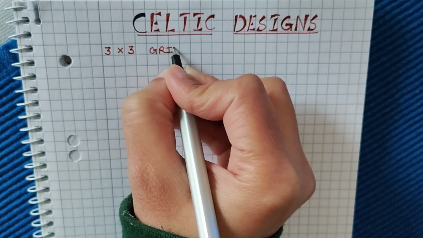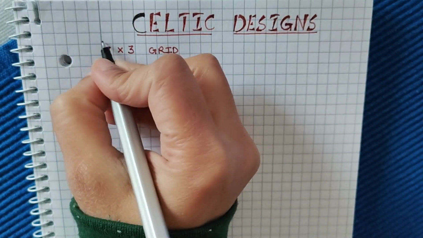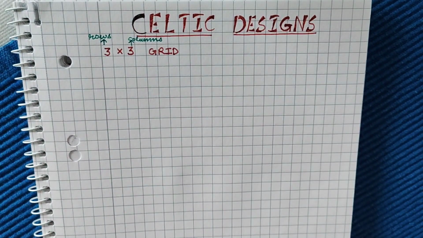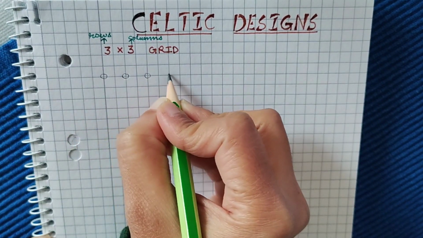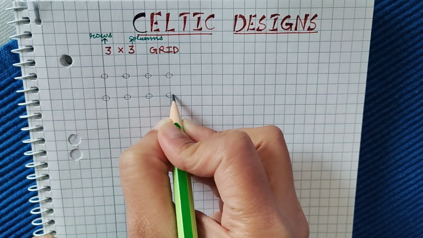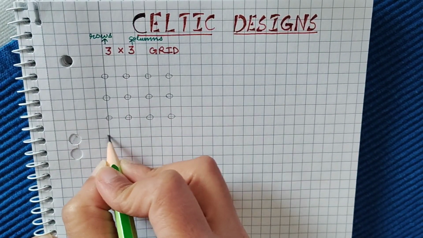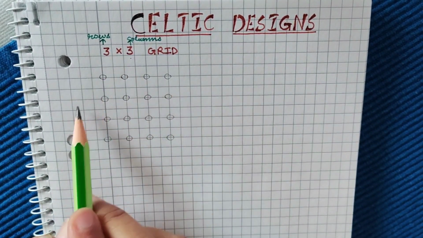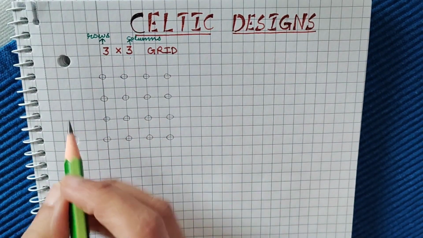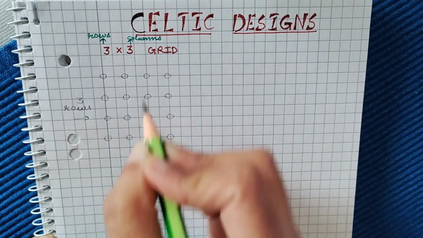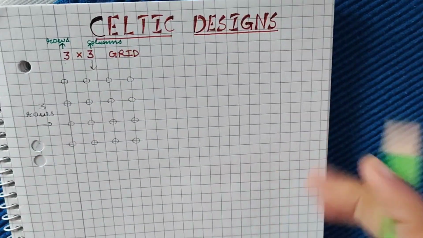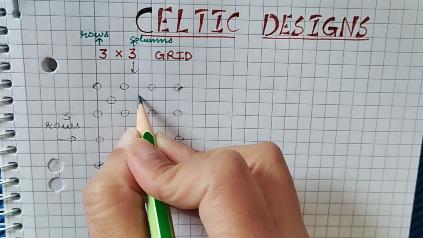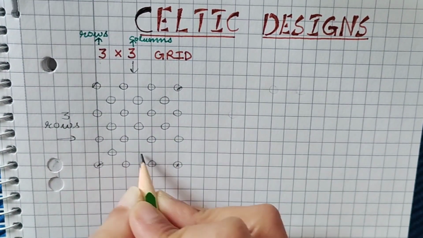First design, I'll be drawing a 3x3 grid. As you can see, there are 3 columns and there are 3 rows. Draw more grids in between each block.